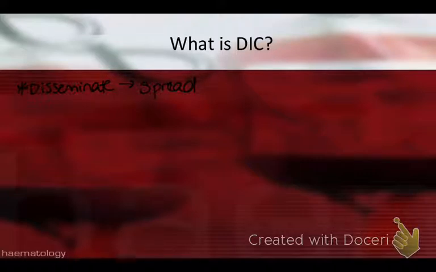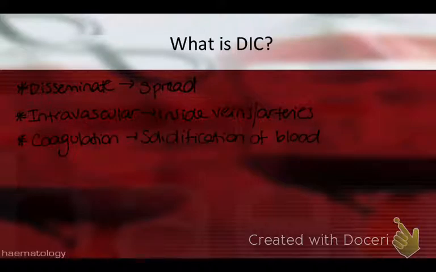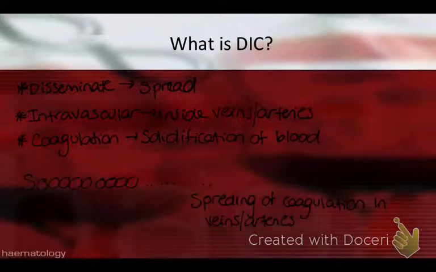Okay, DIC, disseminate, means to what? Spread. What does intravascular mean? Inside, right? Inside the veins or arteries. What does coag mean? Clots. So, DIC is the spreading of clots in the veins and arteries. Pretty simple, right? So if all you want to write for DIC, spread of clots in veins and arteries. Mic drop, boom, done. Okay?